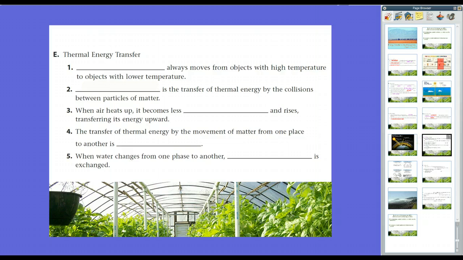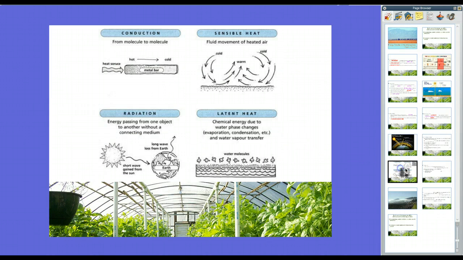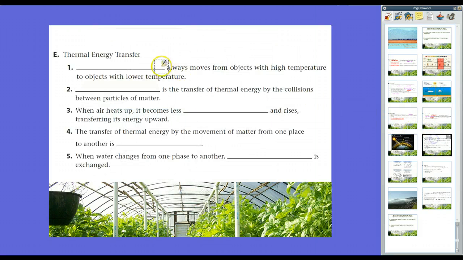Now, let's talk about thermal energy transfer. If you remember earlier in sixth grade, you might remember the three ways that heat is conducted, and we'll talk about a fourth one in a second. One of them, of course, is radiation. Radiation is when energy passes from one to the other without a connecting medium. An example is from the sun to the earth, or ultraviolet radiation bouncing out from the sun. The other one is conduction, where a heat source touches another molecule and heat is transferred. And the other one is the fluid movement of heated air. That's actually convection.